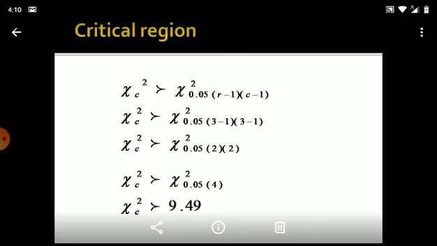Now before starting the proper testing procedure, you have to identify your critical region. Critical region is, in this case, always right tail, means you have a greater sign. Chi-square calculated should exceed chi-square alpha, (r minus 1) into (c minus 1), where alpha is equal to 0.05, r stands for the number of rows and c stands for the number of columns.